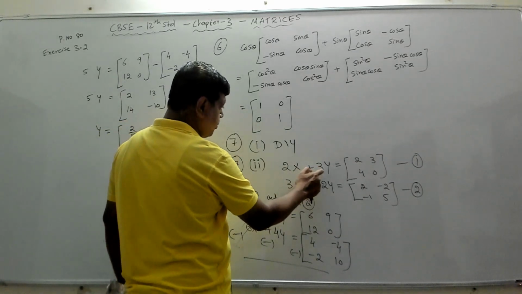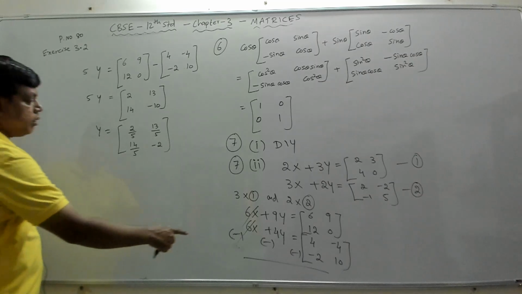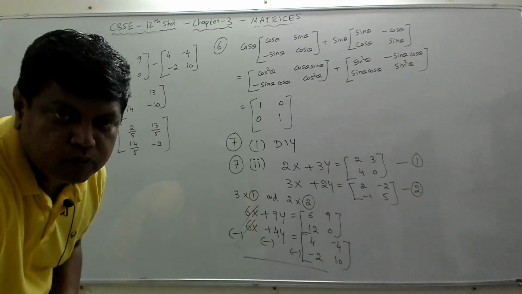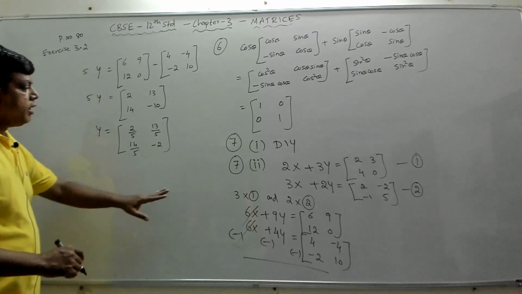Again, this also should be multiplied by 3. That will give you 9y. Fine. So 9 minus 4 will give you 5. So this is the value of y matrix. Now we should find the value of x.